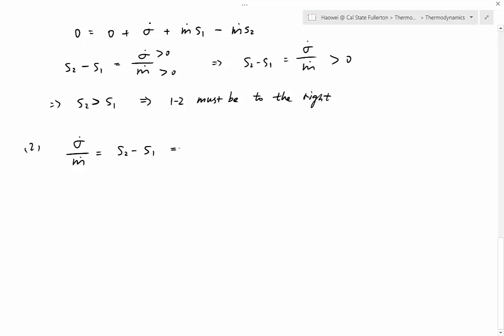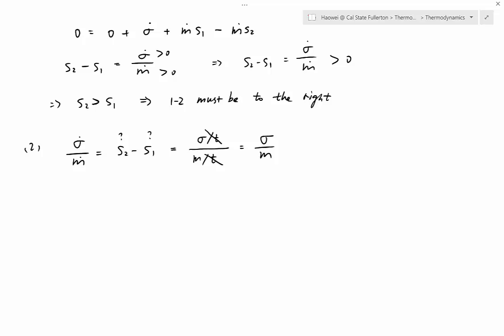We can prove that. The definition of sigma dot is sigma over time. The definition of m dot is m over time. And you can see we can cancel out the times. What is left is sigma over m, and sigma over m is exactly what we're looking for. So now essentially we're just looking for S2 and S1. If we can find S1 and S2, then we can find sigma over m.